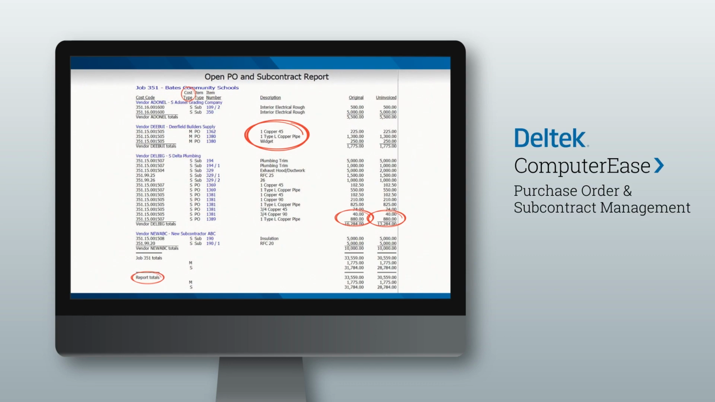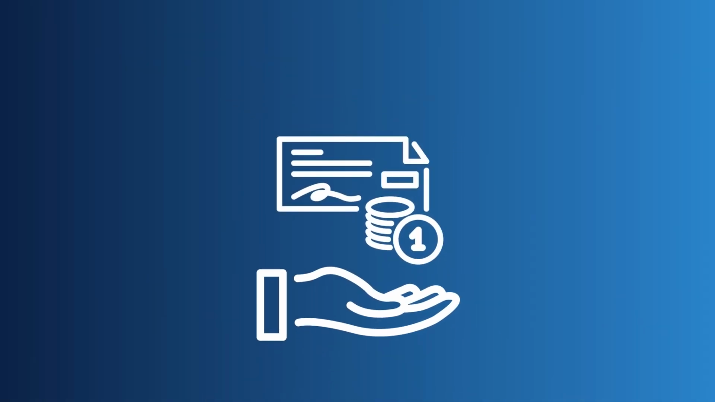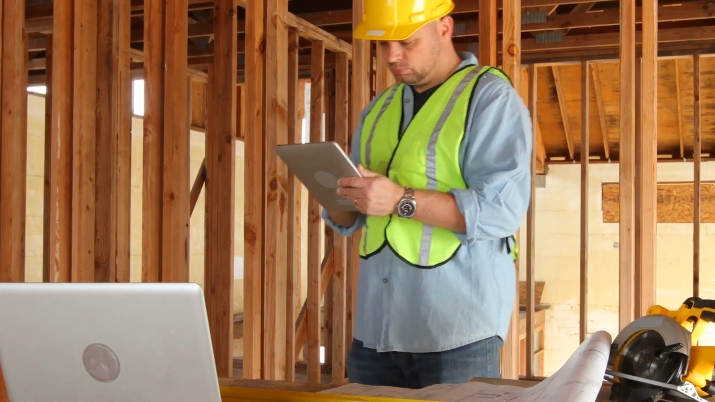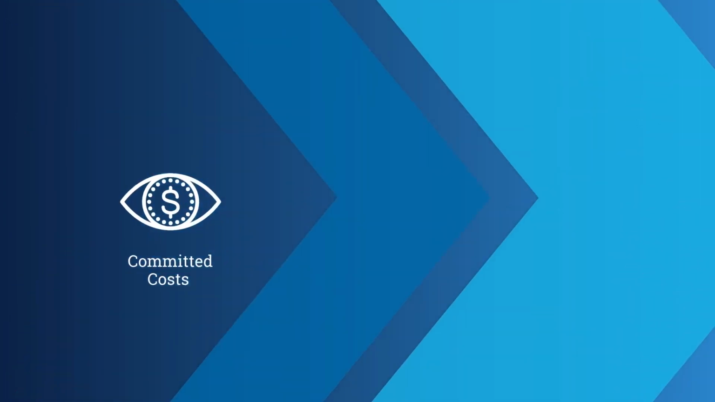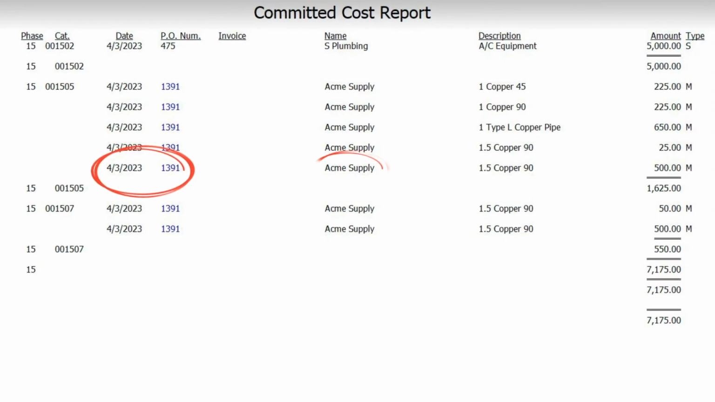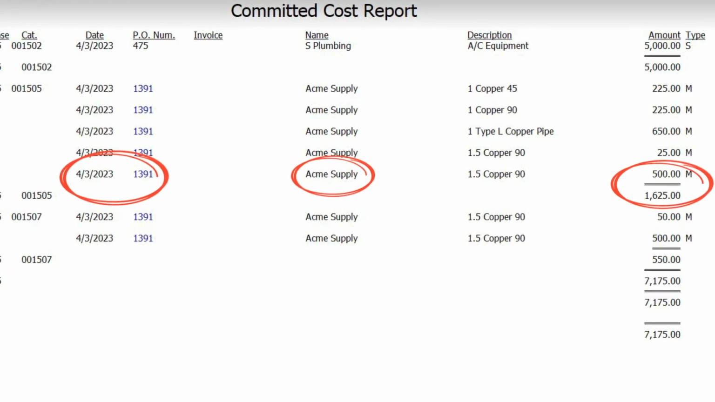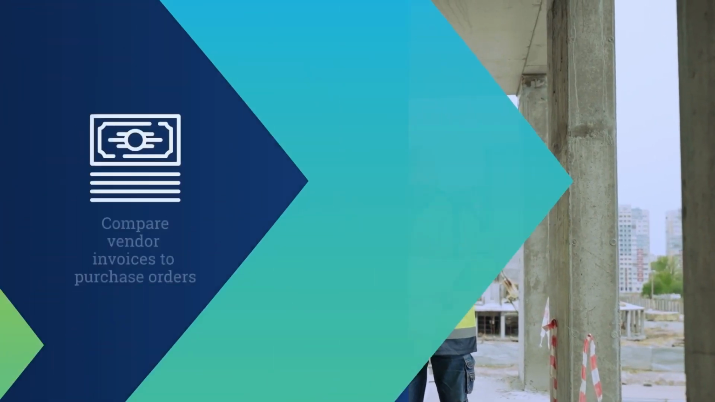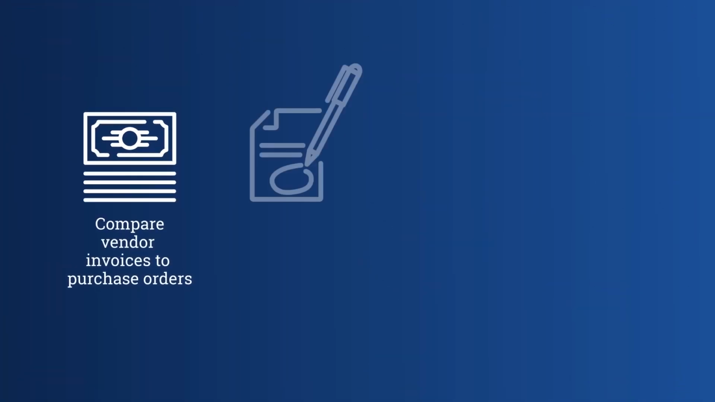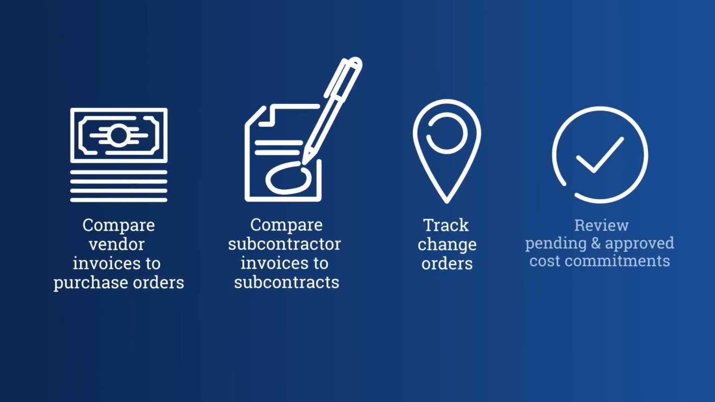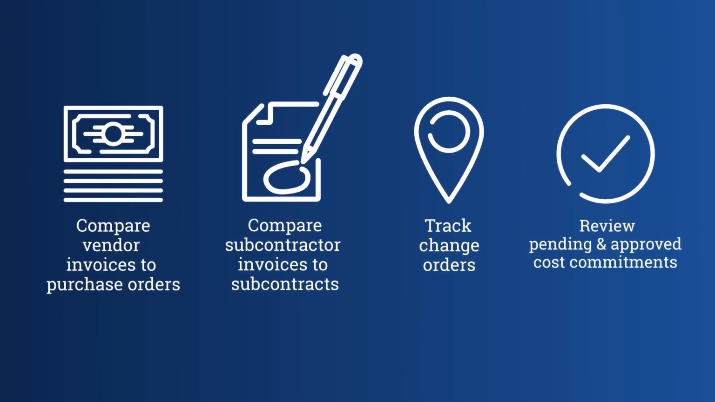materials, and supplies. With the ability to better control and maintain cash flow, you can avoid duplicate payments and ensure jobs stay profitable. And throughout the job lifecycle, it's easy to monitor committed costs, material billings, and retainage. The software offers superior job costing reports with committed cost details to ensure accuracy. Avoid exceeding your budget by comparing vendor invoices to purchase orders and subcontractor invoices to subcontracts. Track change orders and review pending and approved cost commitments.